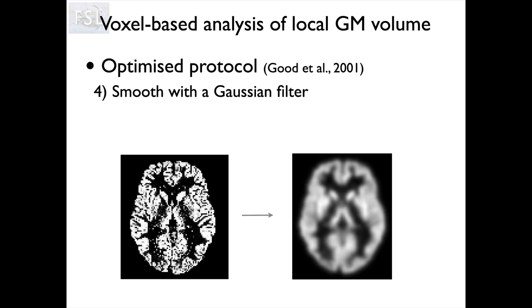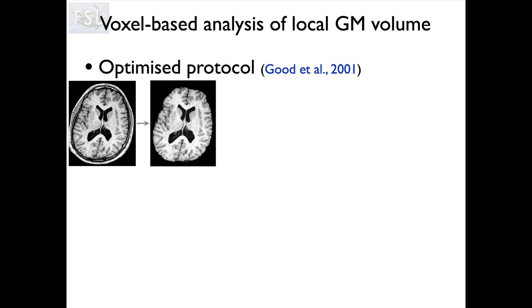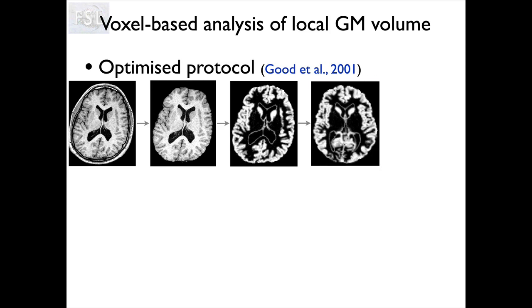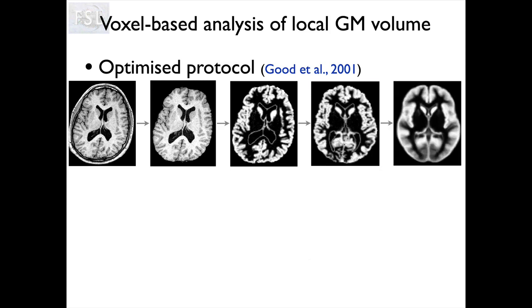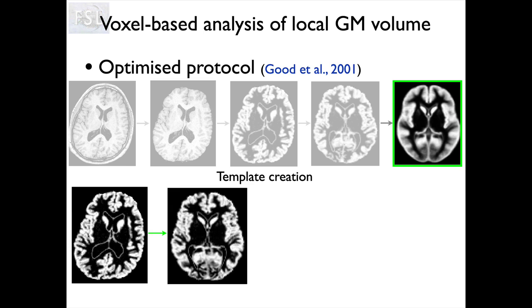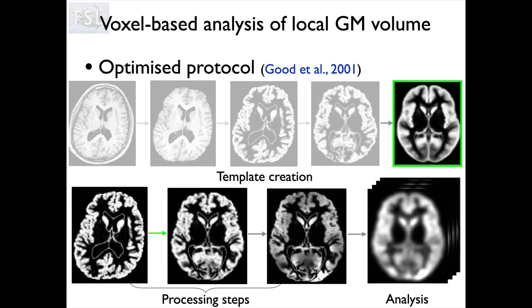The next step that we do is we actually take that modulated map and we smooth that with a Gaussian filter. And so if we put it all together, what we're going to see is that we're going to do a brain extraction, we're going to do a segmentation with FAST to get the grey matter partial volume. We're going to then register that to create a template which is just specific to the study that we're doing, the subjects that we are analysing. Once we've created that template, we're going to register all of our images to that template, and then we're going to modulate them according to that Jacobian that we've measured. Then we're going to smooth them, put them all together and analyse them.